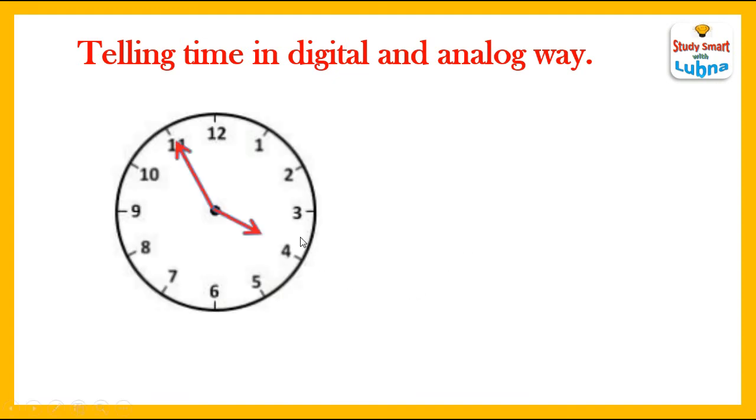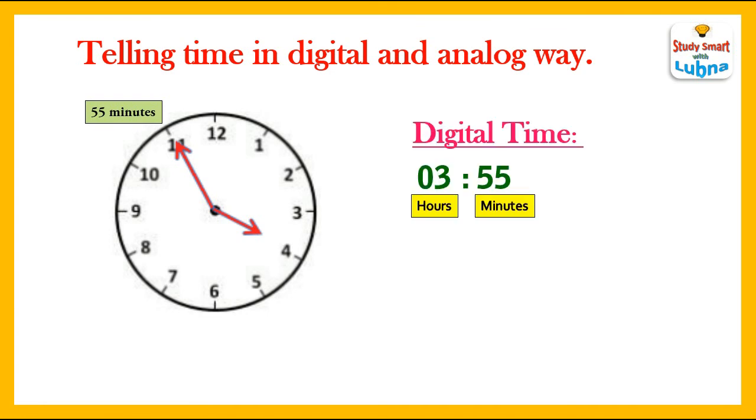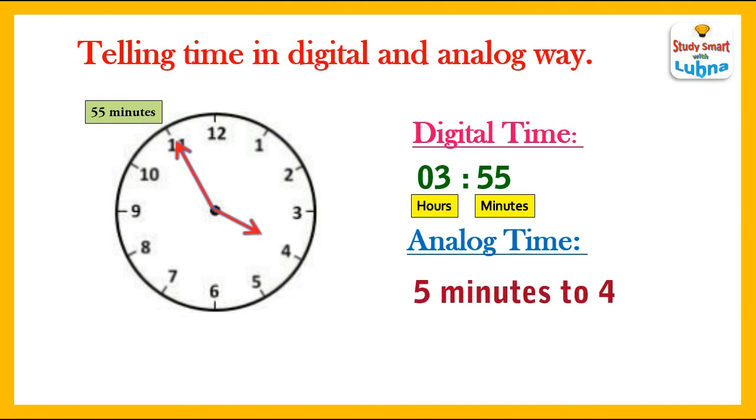In this clock you can see that the hour hand is nearest to 4, means the hour is right now 3, and the minute hand is at 11, means 55 minutes. So the digital time is 3 hours and 55 minutes and the analog time is 5 minutes to 4.